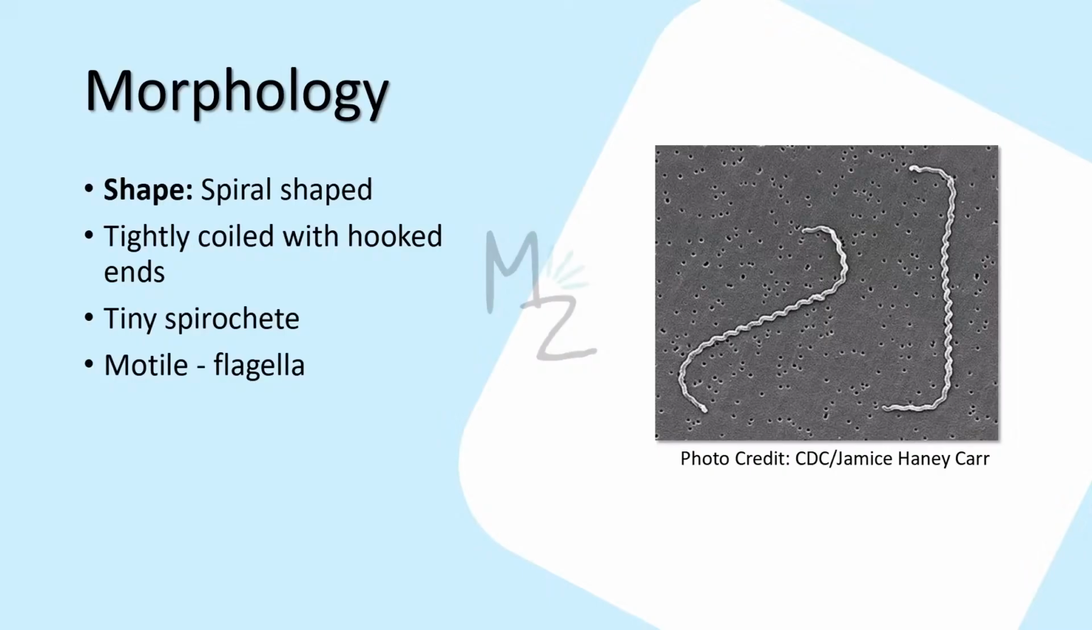Morphology. Leptospira is a spiral-shaped bacterium, as you can see in this picture. It is tightly coiled with hooked ends. And this is the tiny spirochete and is motile like the other spirochetes because of the endoflagella. This bacterium does not properly stain with dyes, so it cannot be visualized under a light microscope. So we use dark field microscopy for visualizing Leptospira.